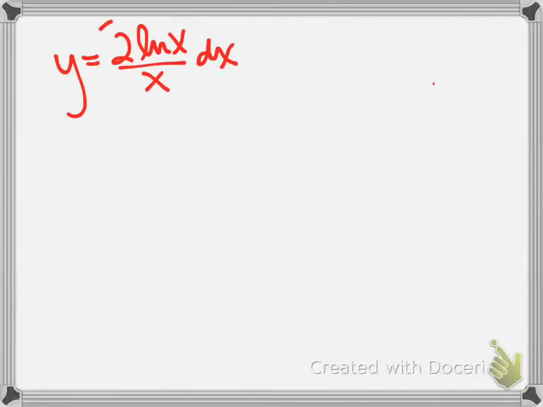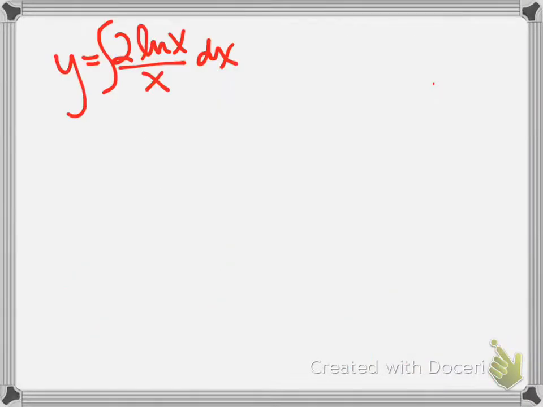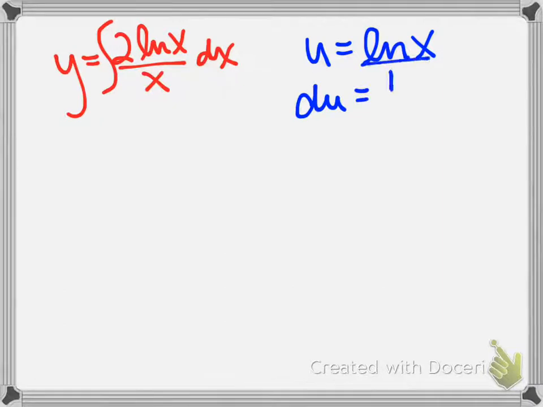Okay, so y is currently the integral of 2 ln x over x dx. So I have to do some u substitution here. With my u substitution, I'm going to say u has got to be ln x because I don't know any other way to integrate it. And so what would my du be? The derivative of ln x is 1 over x dx.